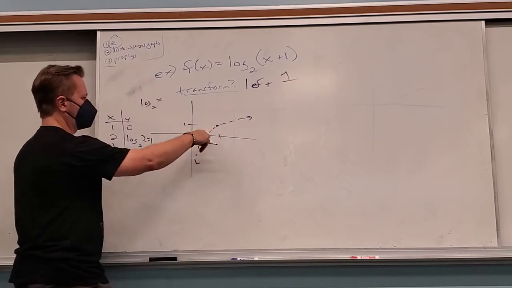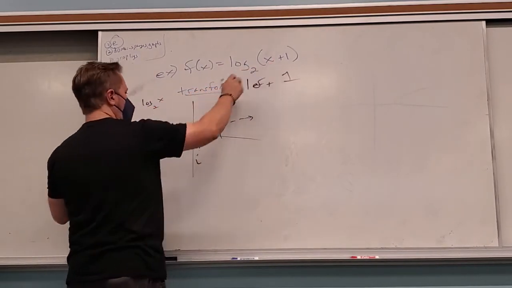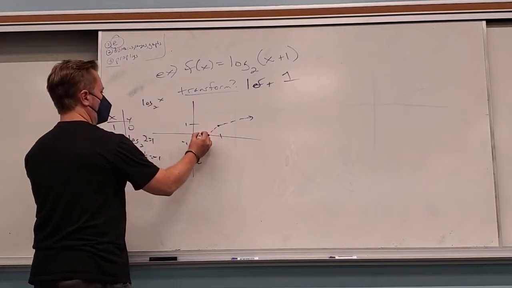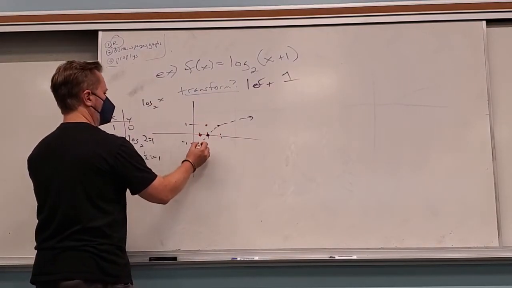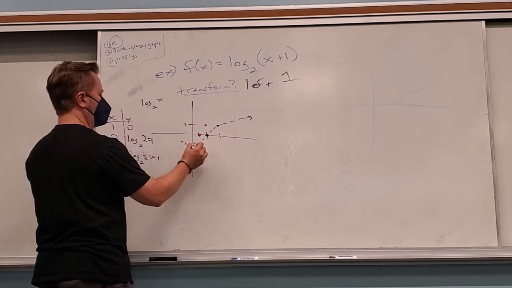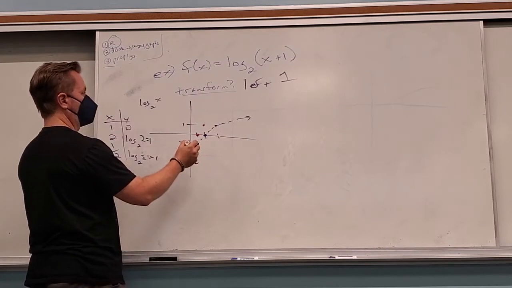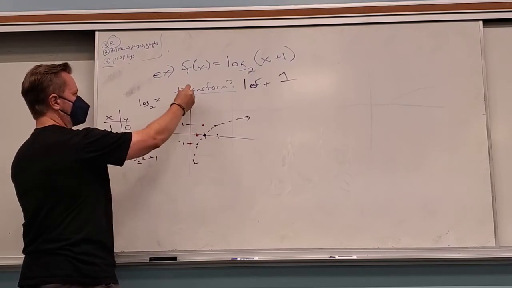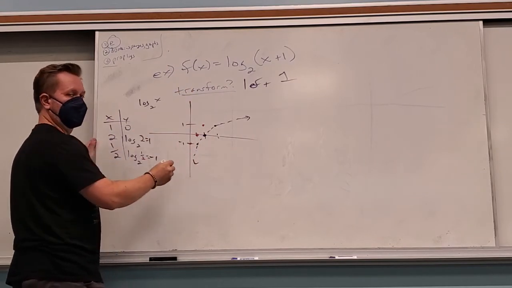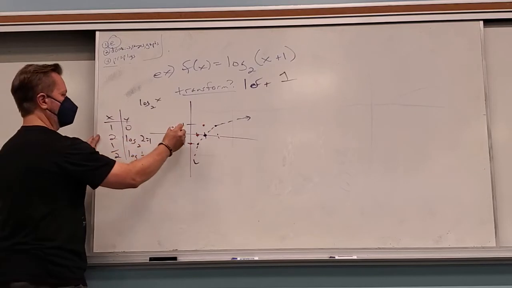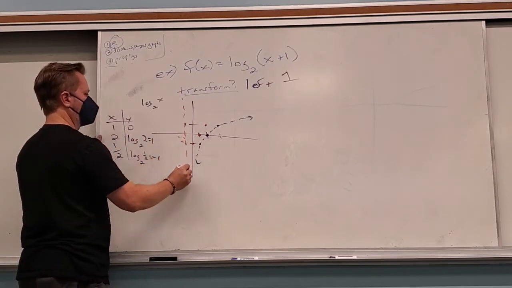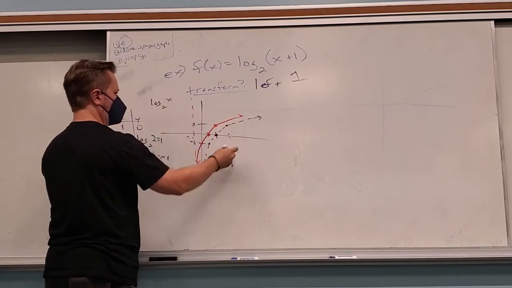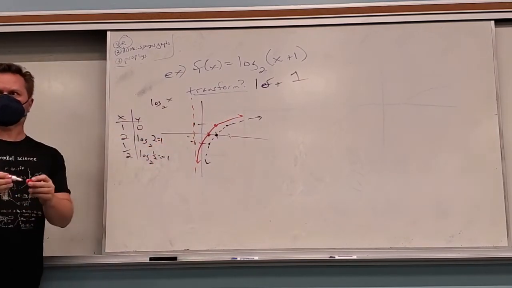And what am I going to do with each of those points now? I'm just going to move them left one. So I'm going to take this guy back one, this guy back one, this guy back one. And then what happens to the asymptote? It was here, where is it now? It goes back one, right? So now it's going to look like this. I just took that and moved it back one.